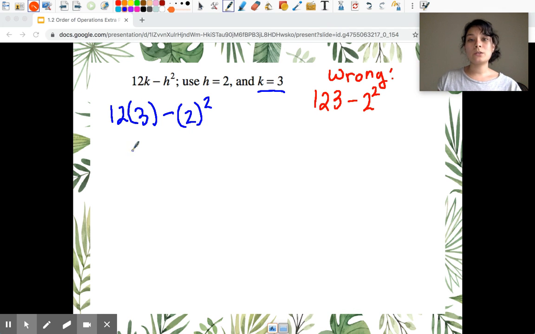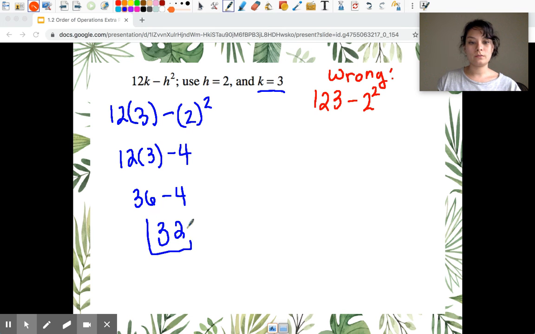Now that I've substituted, I can evaluate using order of operations. I need to do my exponent first. So I'm going to get 4. And now I multiply. So I'm going to get 36. And lastly, I subtract and get, not 2, but 32. And there's my final answer.